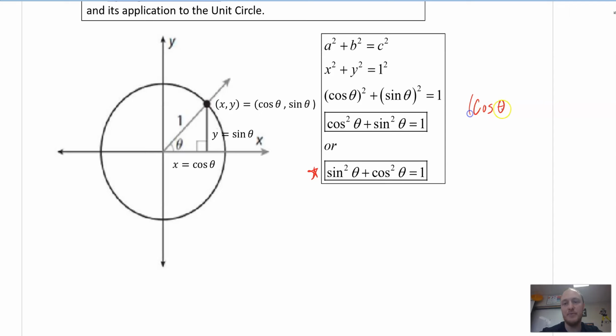Cosine theta quantity squared is equal to cosine squared theta. So it's just a little notation thing that they do when you have cosine theta and you square it. They just move that square between the trig function and theta. I don't know why. They just do.